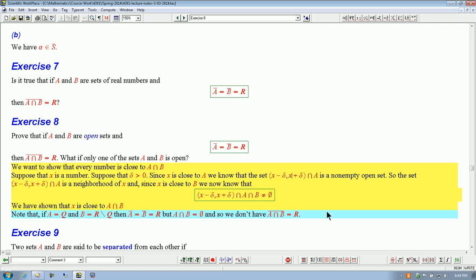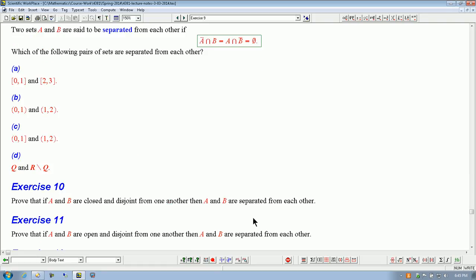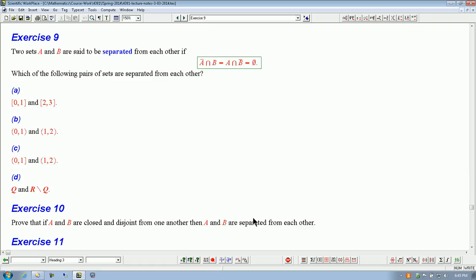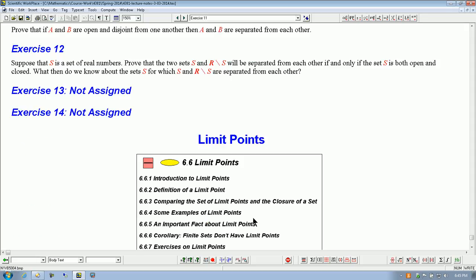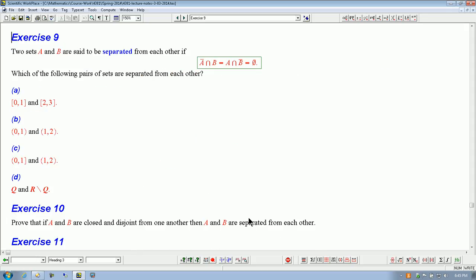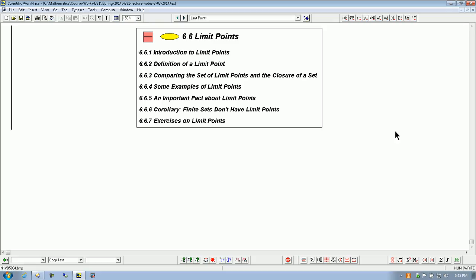Is there anywhere here where it said B is open? No. So therefore, it was good enough to know that one of them is open. All right. What else do I want to do here? Nothing. I'll leave some for you. I need to talk about this topic. This is our main topic today. I want to talk about limit points. And I want to tell you something.